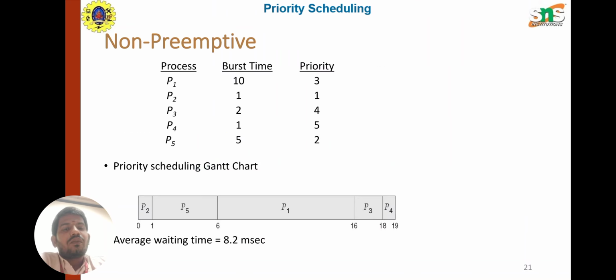For non-preemptive, we have 5 different processes P1, P2, P3, P4, P5 with burst times 10, 1, 2, 1, 5 and priorities 3, 1, 4, 5, 2. In the priority scheduling Gantt chart, the first one is P2, starting at 0, with burst time 1. The next one is P5 because its priority is 2, so 1 plus 5 is 6. The third is P1 because its priority is 3, so 6 plus 10 is 16. Next is P3, so 16 plus 2 is 18. The last one is P4, with burst time 1, so it ends at 19. The average waiting time is 8.2 milliseconds.